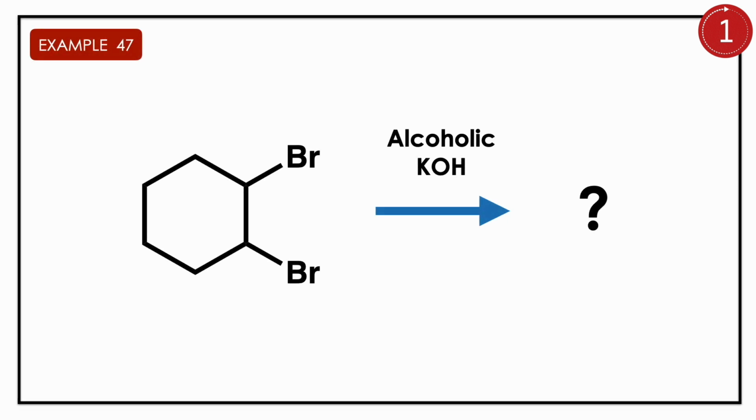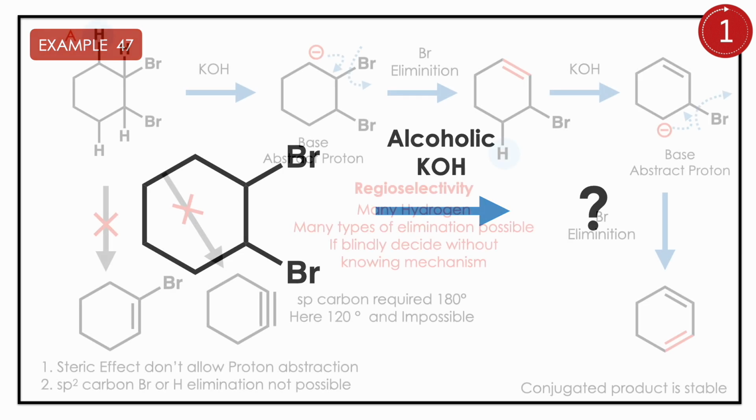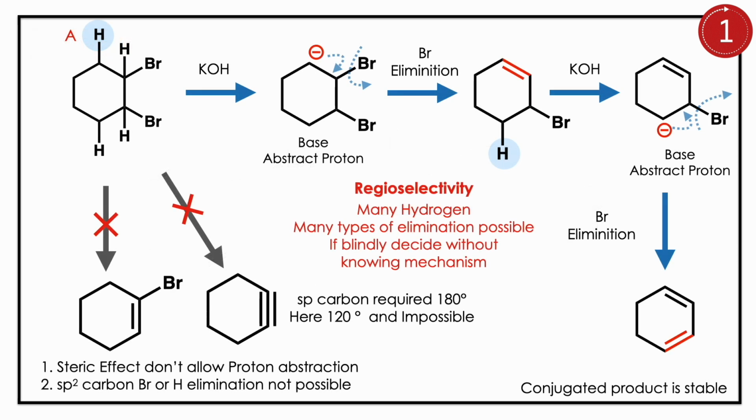Then the next example, you have dibromocyclohexane. You are using alcoholic KOH. You should find what the final product will be. Alcoholic KOH removes HBr, which is dehydrohalogenation. Here many hydrogen removals are possible, but you have to remove the two halogens. So the only pathway is A hydrogen removal.